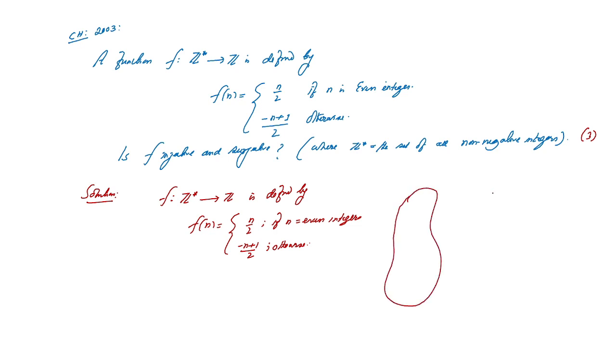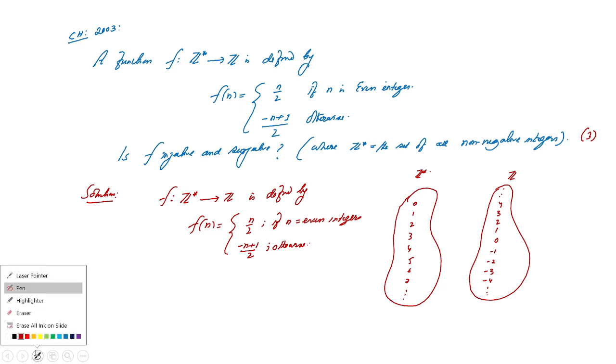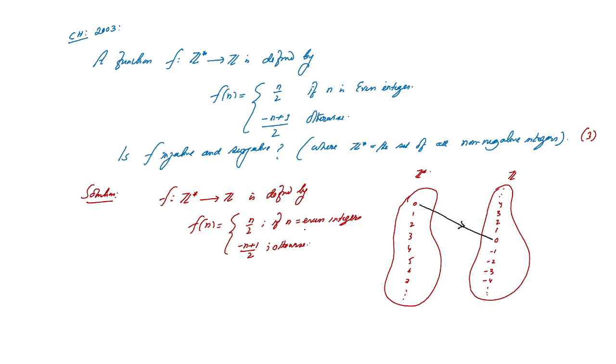So first we try to visualize this map. Z star is the set of all non-negative integers, that means 0, 1, 2, 3, 4, 5, 6, 7 and so on. And the codomain is Z, that means 0, 1, 2, 3, 4, and so on, minus 1, minus 2, minus 3, minus 4. So first we will start from 0. 0 is an even integer because it is divisible by 2. So the map of 0 is 0 by 2, that means 0.